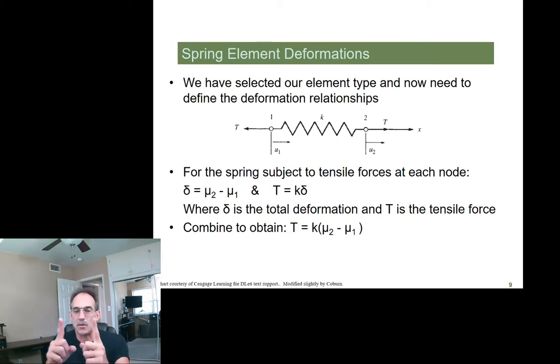If these both displace to the right by 1 unit, then the displacement of the actual element is 0. It doesn't change length. Therefore, that's going to give us a 0 force. But if 1 is held and 2 moves, then the difference is just a movement of 2. That's the delta, and then we're going to get a tension force. If 1 moves and 2 doesn't move, that will cause a compression. It'll give us a negative displacement that would cause a compression. You see how that works? Okay.